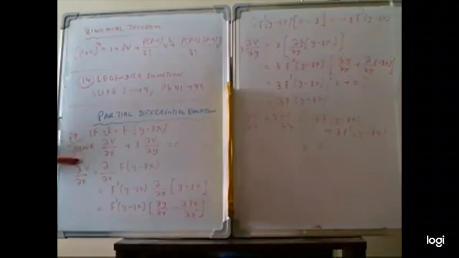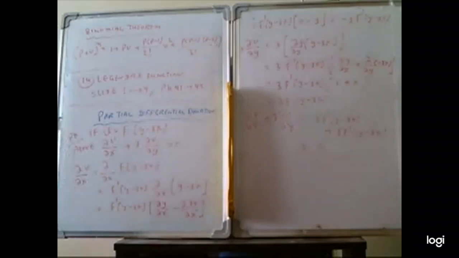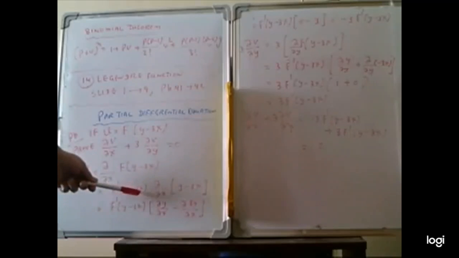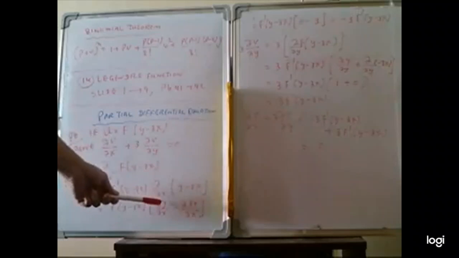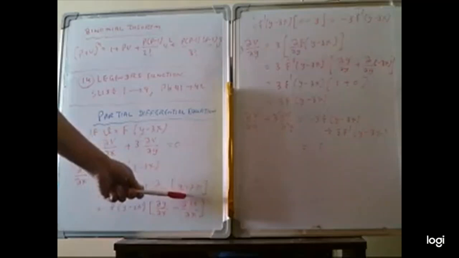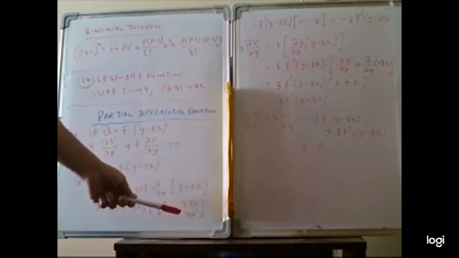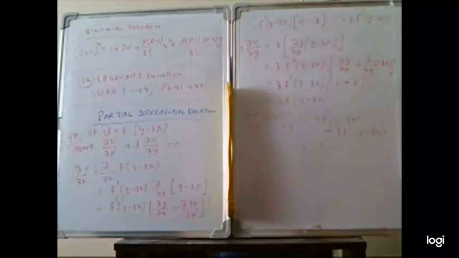So firstly, you partially differentiate with respect to x. So del v by del x is del by del x of f(y - 3x). You differentiate f(y - 3x) and it becomes f dash (y - 3x) times del by del x of (y - 3x). So that will be del y by del x minus del 3x by del x. Del y by del x is 0, minus del 3x by del x becomes minus 3. So that will be minus 3 f dash (y - 3x).